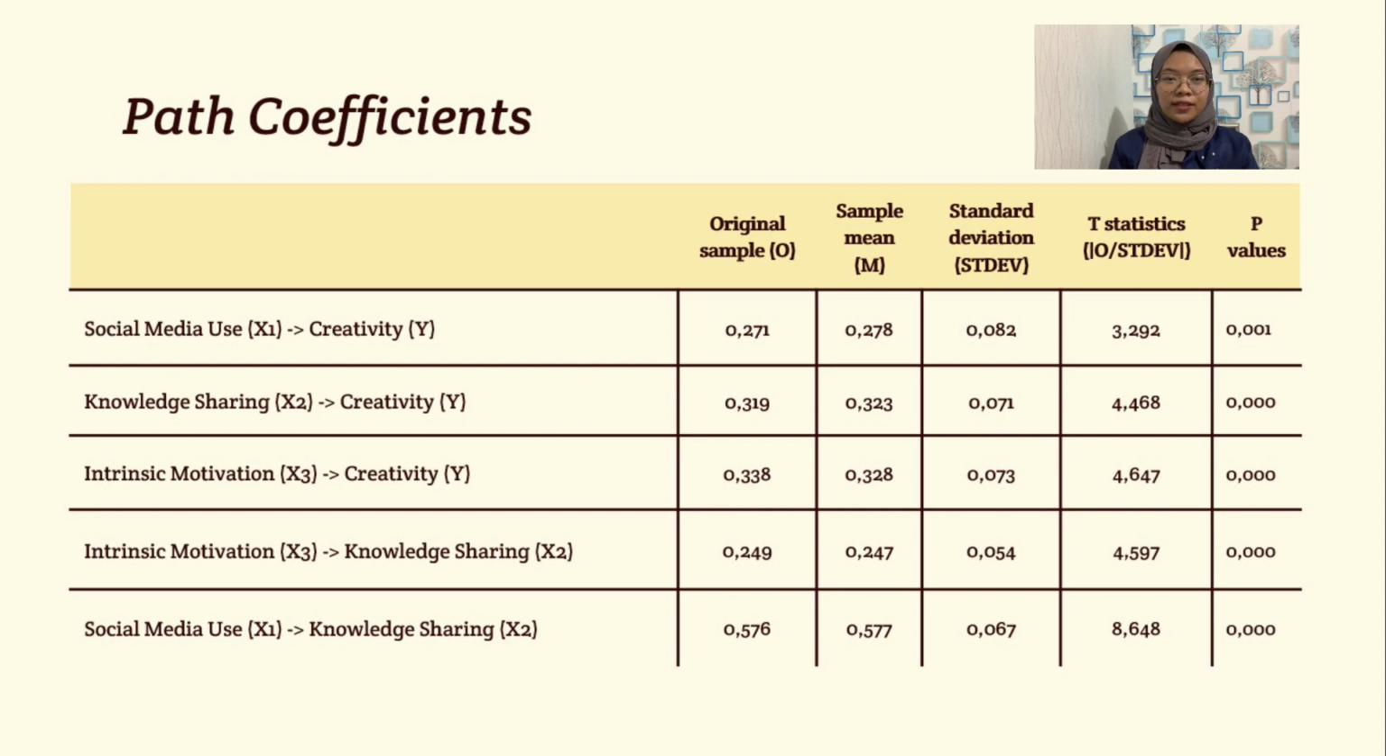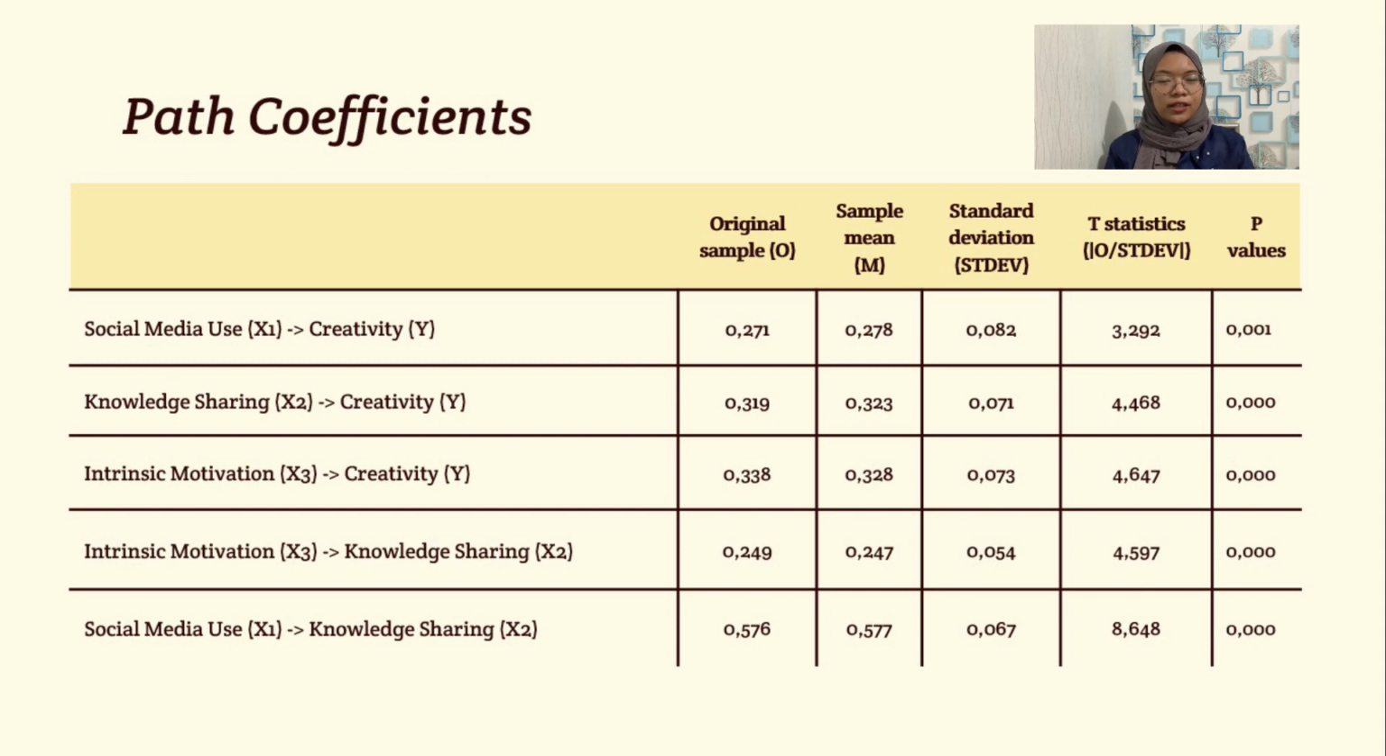Furthermore, the results of testing the direct effect of hypothesis 3 show a t-statistic value of 4.647 greater than 1.96 and a p-value of 0.00 less than 0.05. This proves that intrinsic motivation has a significant direct effect on creativity. Then, the results of testing the direct effect of hypothesis 4 show a t-statistic value of 4.597 greater than 1.96 and a p-value of 0.000 less than 0.05. This proves that intrinsic motivation has a significant direct effect on knowledge sharing.